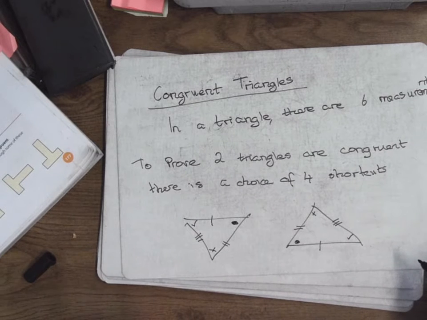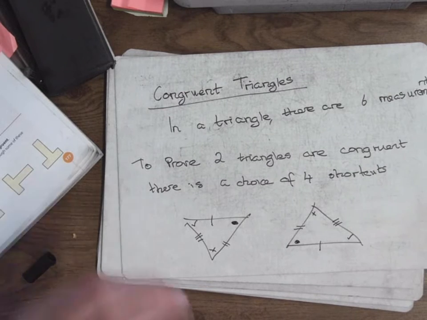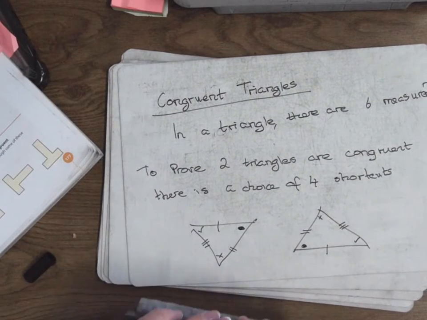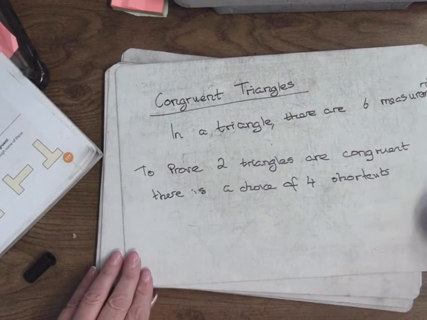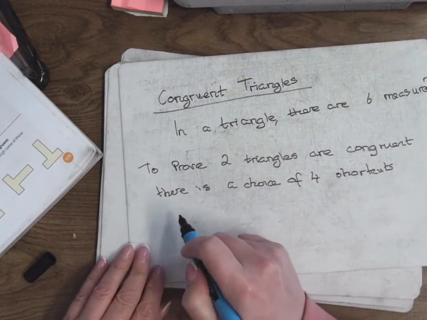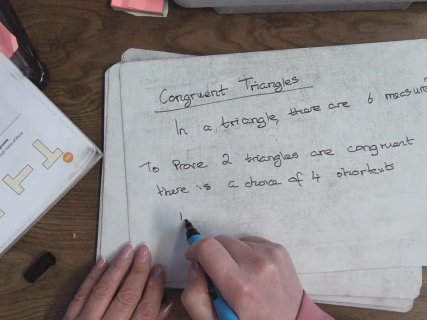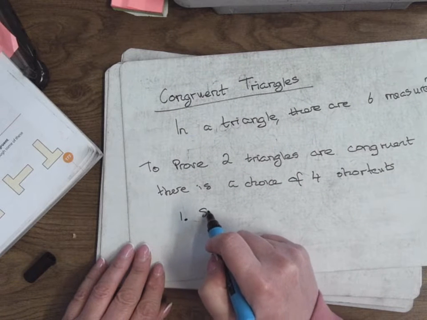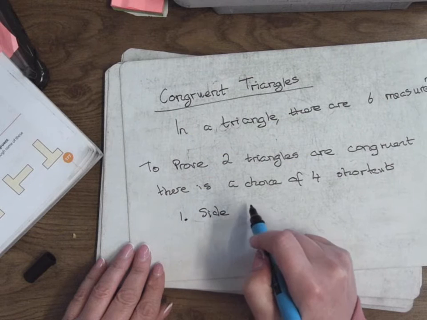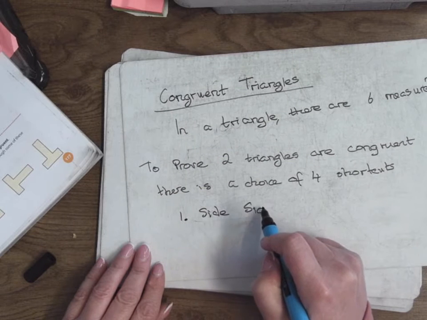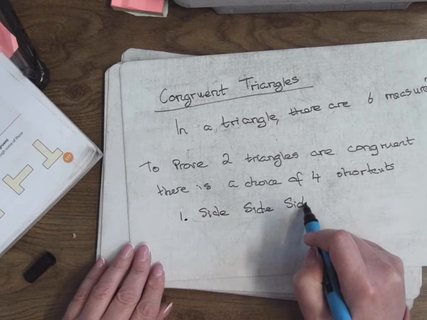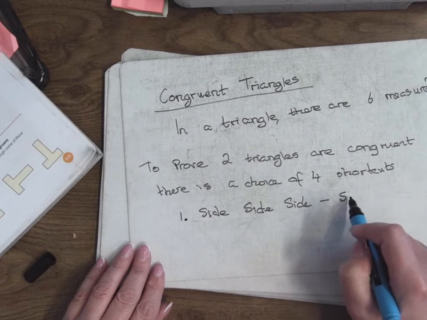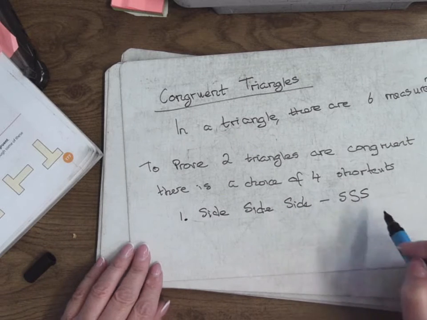So I'm going to explain each of the 4 shortcuts, and then we're going to look at how it works, right? Okay, so the first shortcut is side, side, side, right? So there's 4 shortcuts. So number 1, it's called side, side, side. You can write this bit down now. And we say S, S, S for short.